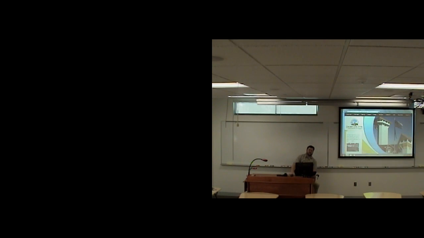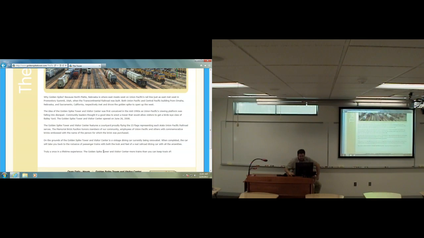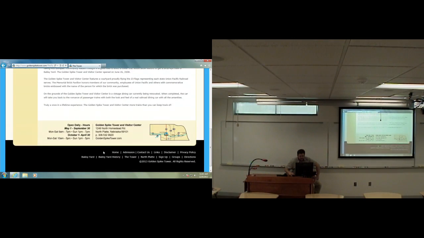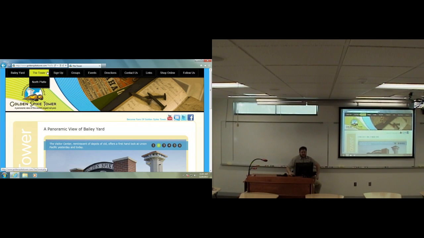But then you can also go to the web search and you can go to the Golden Spike Tower website and you can see if there's anything here. For example, go to the thing here that talks about the tower. Let's see if it tells us how tall it is. Doesn't look like it says here, but that's okay. We'll just keep moving. So that's the tower.